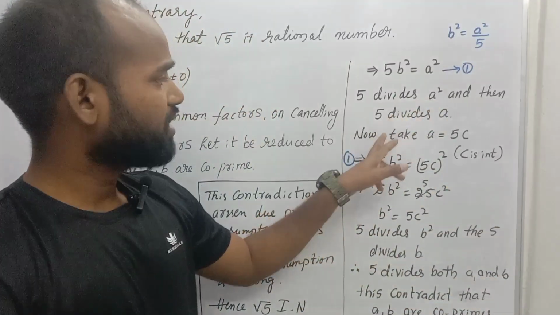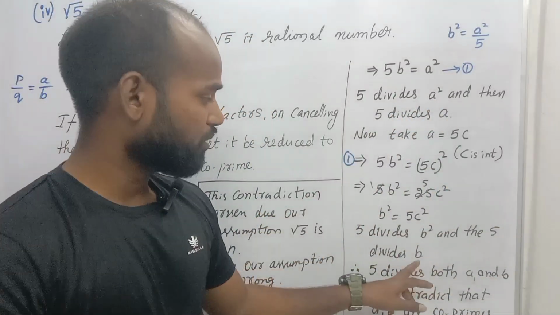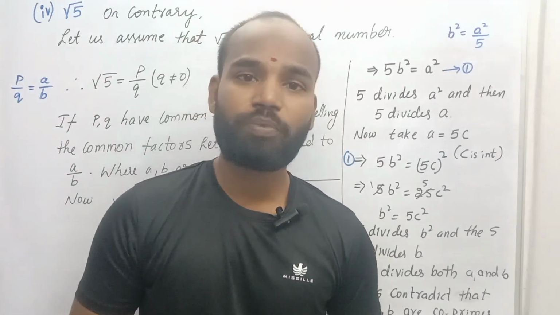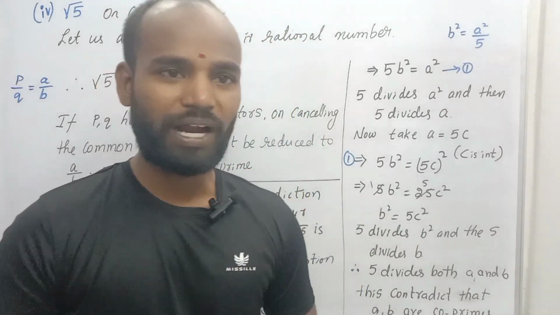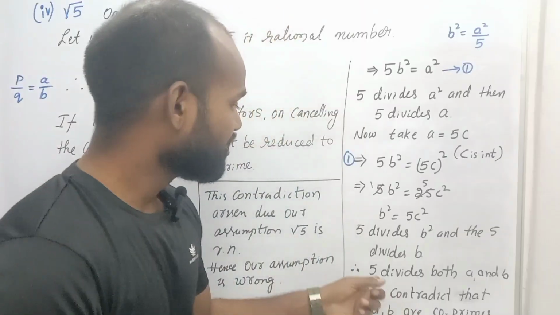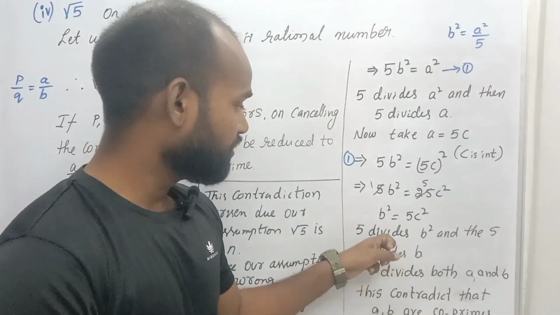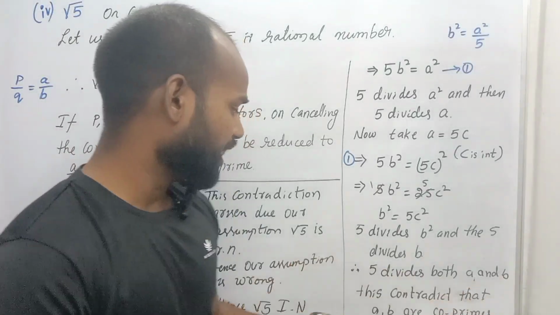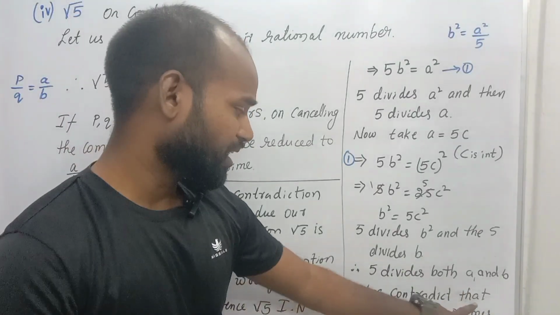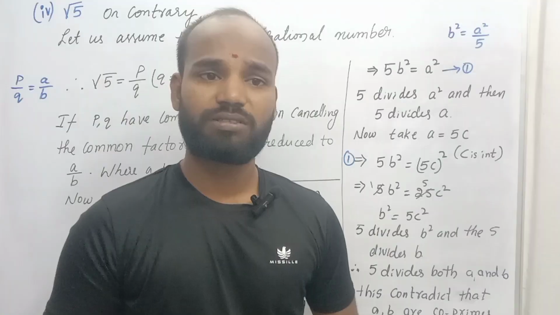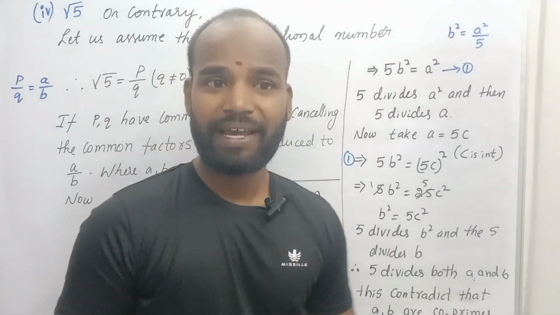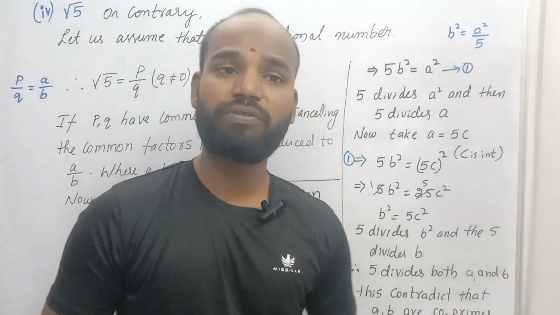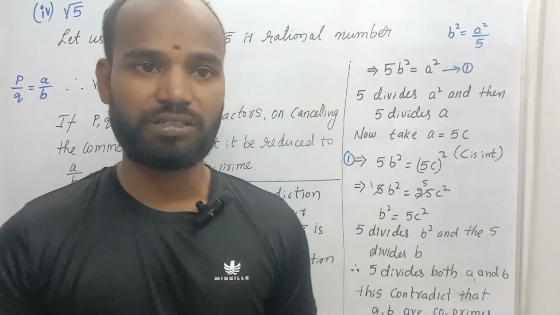See here, in the first scenario it is dividing a, in the second scenario it is dividing b. So what we assumed initially is that a and b are co-prime numbers, except 1 there is no common factor for a and b. But here a and b are both divisible by 5. So 5 divides both a and b. This contradicts that a and b are co-primes. Actually, co-prime numbers have the only HCF 1, but here 5 also divides both a and b. So this is a contradiction, right?